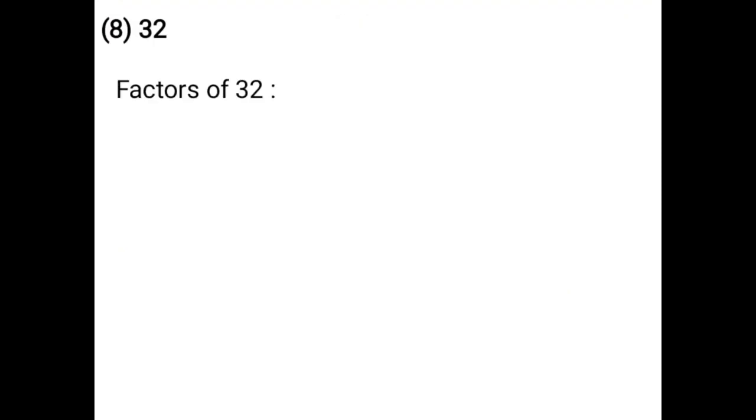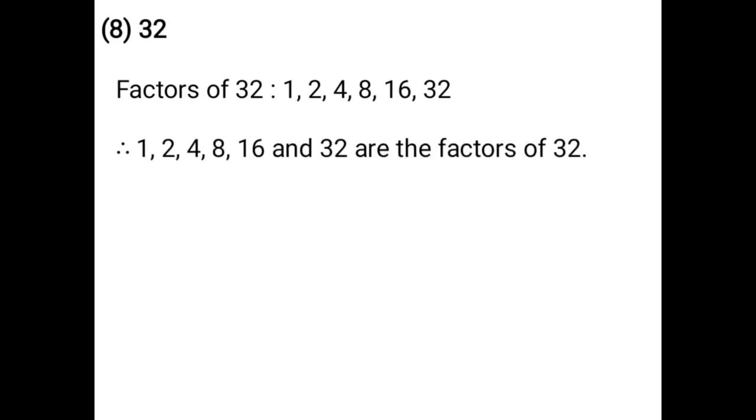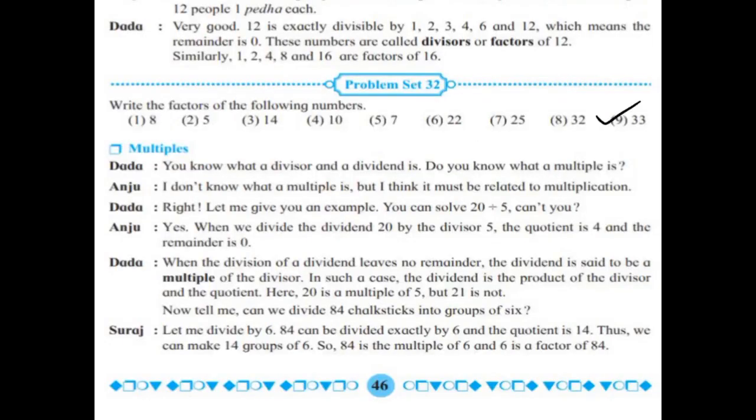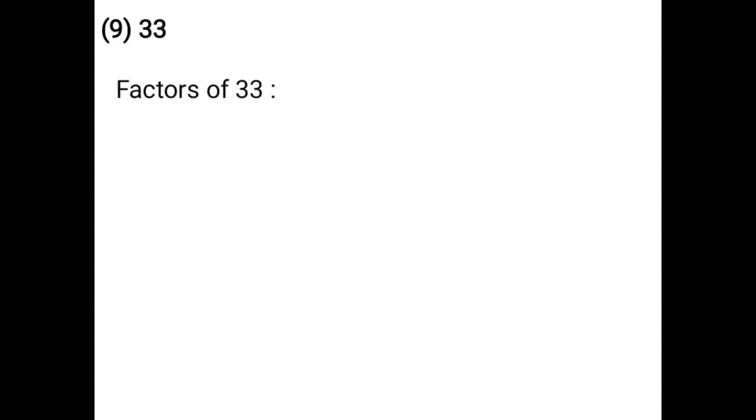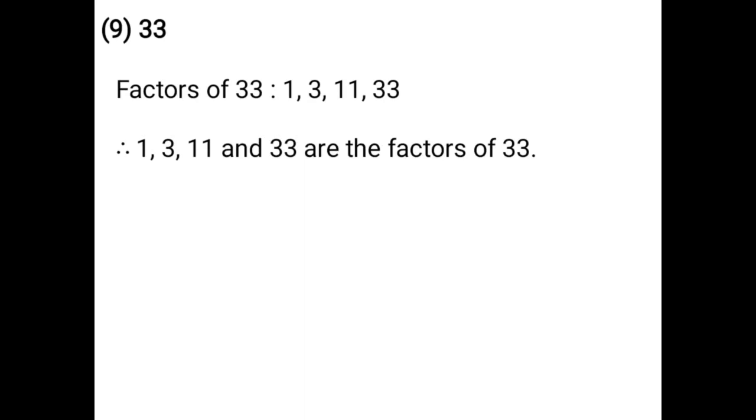32. Factors of 32. Tables going of the number 32 are 1, 2, 4, 8, 16, 32. Therefore, 1, 2, 4, 8, 16 and 32 are the factors of 32. 33. Factors of 33. Tables going of the number 33 are 1, 3, 11, 33. Therefore, 1, 3, 11 and 33 are the factors of 33.